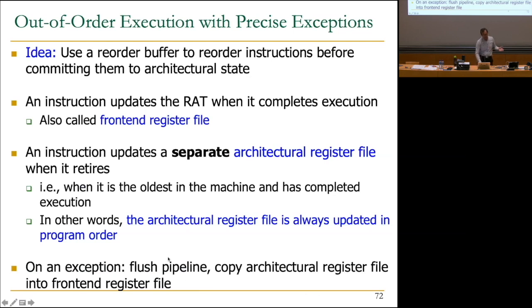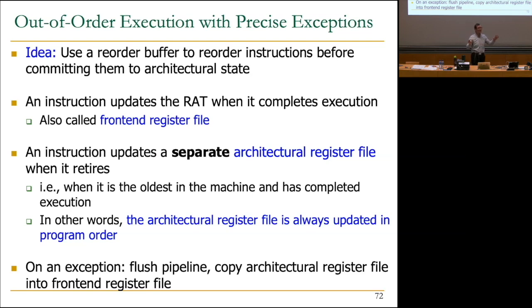On an exception, we flush the pipeline and copy the architectural register file into the front-end register file. That's the beauty of having two register files. The front-end register file is used for renaming. The backend or architectural register file, which Intel calls the retirement register file, is used only for updating the architectural state in order when the oldest instruction finishes execution, okay?